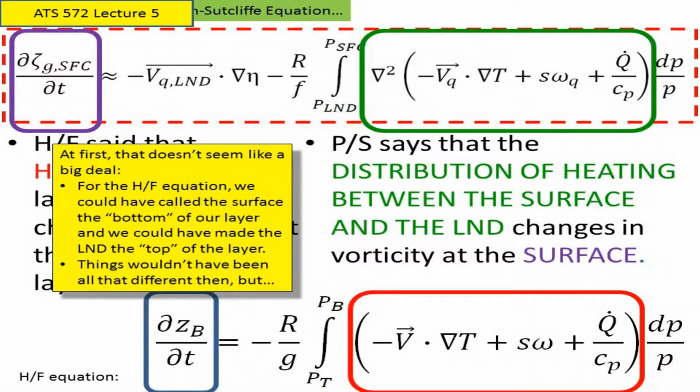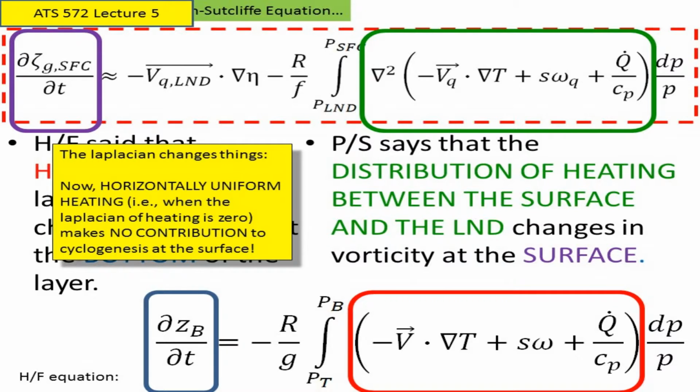At first that might not seem like such a big deal, because with the Hirschberg-Fritsch equation we could have just called the surface the bottom of the layer, and made the level of non-divergence the top of the layer, and things wouldn't have seemed all that different. But that Laplacian is hard to get around. If we had horizontally uniform heating, that is, the Laplacian of the heating is 0, the same amount of heating everywhere on the map, the Laplacian of a constant field is 0. And so, according to the Pedersen-Sutcliffe development, uniform heating doesn't make any kind of cyclogenesis at all.